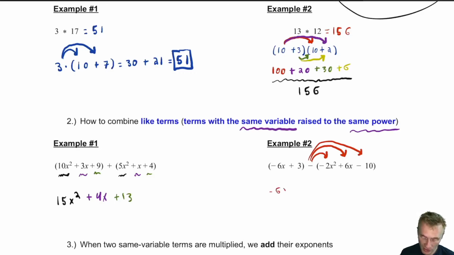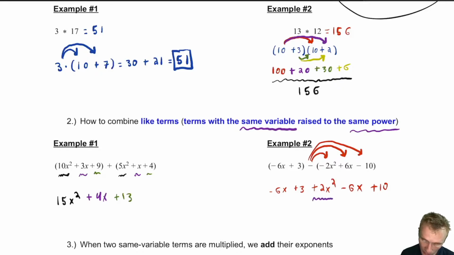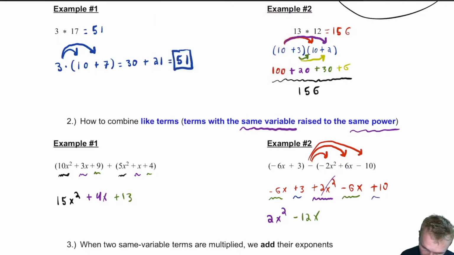So we would have negative 6x plus 3, and then we would distribute that negative. Negative times negative 2 is going to be plus 2x squared. Negative times 6 is minus 6x. Negative times negative 10 is plus 10. And so I would just go through. I'd like to put this in the correct order from least to greatest exponent. We start with 2x squared. Done. Then we go on to, let's talk about the x's, minus 6x and minus 6x. They're both negative, so negative 6 minus 6 would be negative 12x. And finally, let's do blue. If we had 3 and 10, those would make 13. So you've got to remember how to combine like terms there.